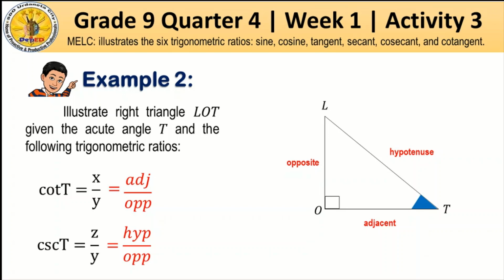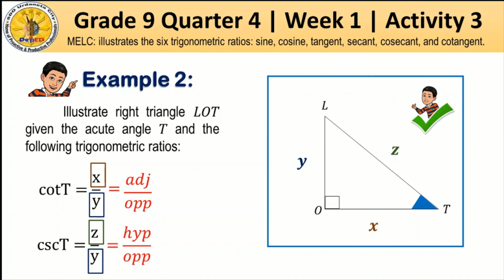By substitution, the opposite side is Y. The adjacent side is X and the hypotenuse is Z. Therefore, we can say that this is the illustration of the given problem.